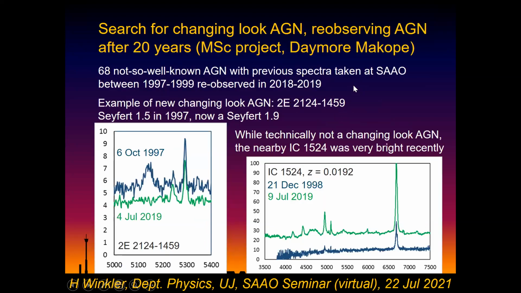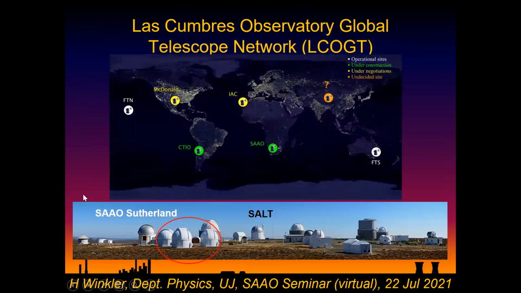Okay, I've looked also to see if we can find similar changing look events. In fact, I had this as a master's project where we looked at a whole lot of spectra, roughly 68 AGN. And we found several cases where, indeed, if you compare a spectrum from about 20 years ago with a more recent spectrum, there are quite a lot of changes in both ways. This one here, IC 1524, was a particularly nice one. I'm going to show some more results of it later. Also, it is relatively close.